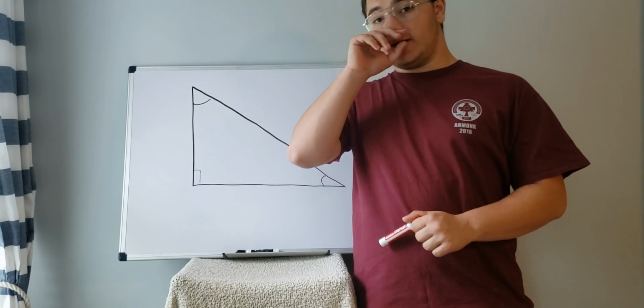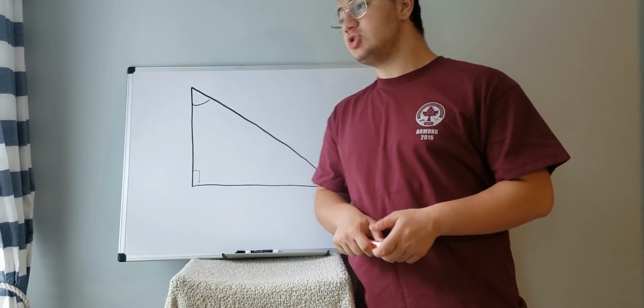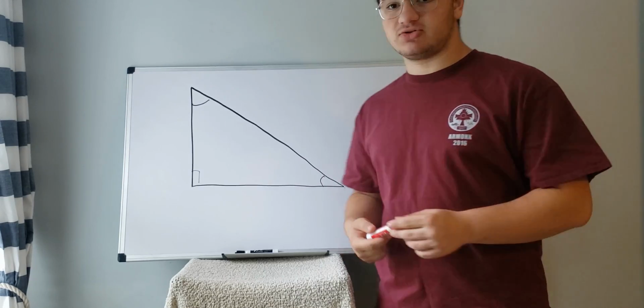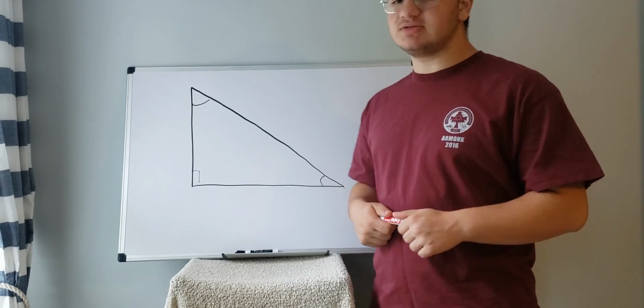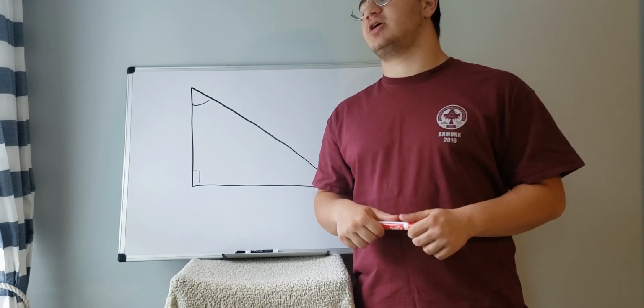My name is Hartson, and today on my channel we're going to be continuing our journey in geometry for 6th grade math and talk about how to find missing angles in a triangle.